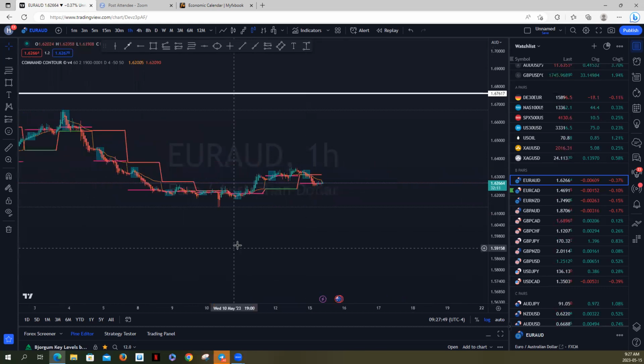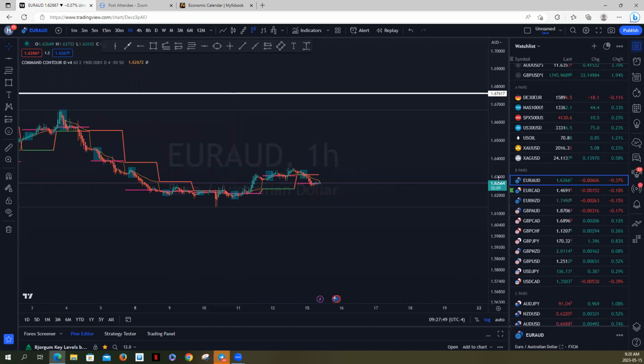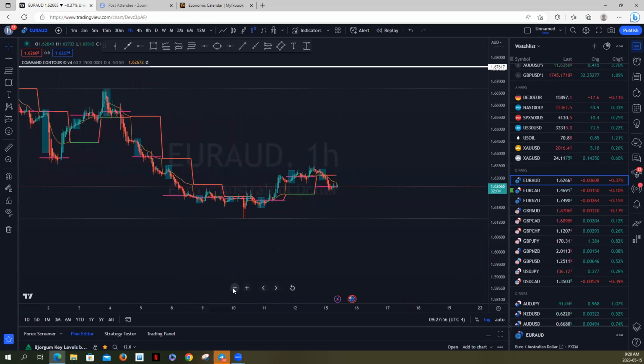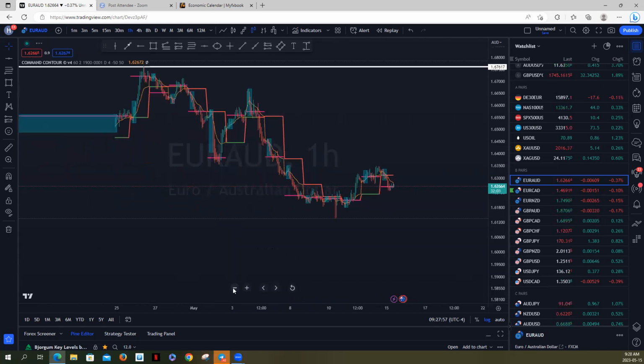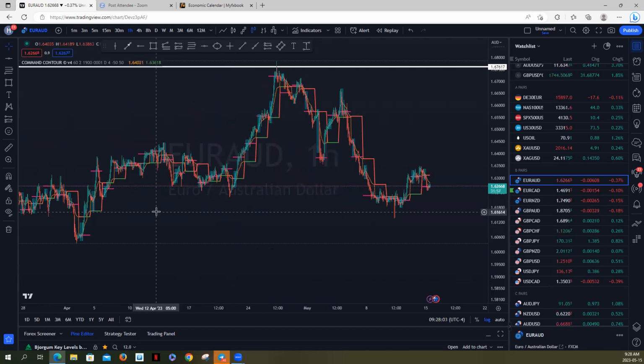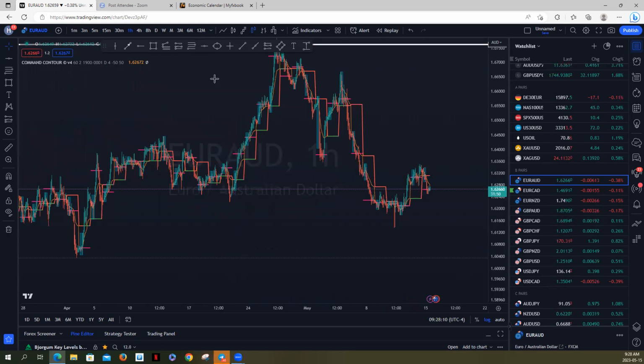So the interest rate decision is huge. Let me see, why did that spike right there? Woo! I love this tool, man. This is crazy. This is crazy, everybody. Look at this.